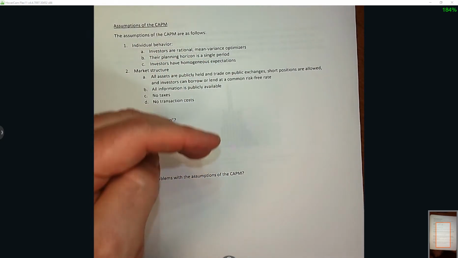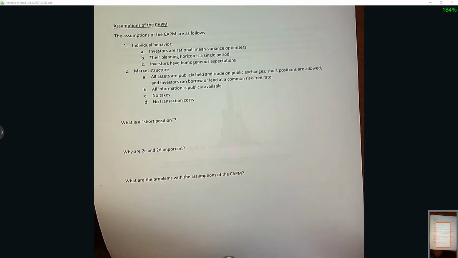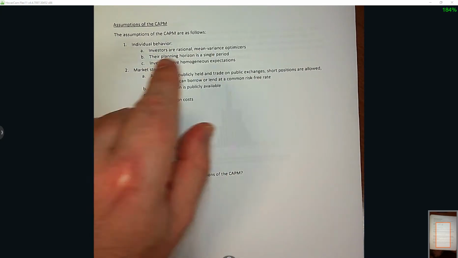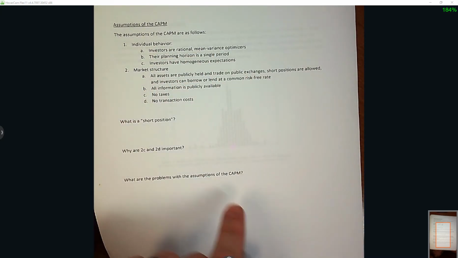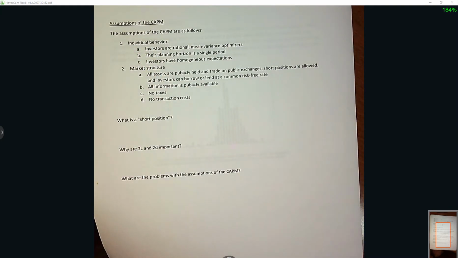The deviations from these assumptions are complications to the CAPM, and researchers come in and say, okay, what happens if this isn't true? And we're going to talk in the next topic about some of these complications and how we deal with them with the CAPM model. So that's individual behavior. Market structure, these are a little bit more difficult.